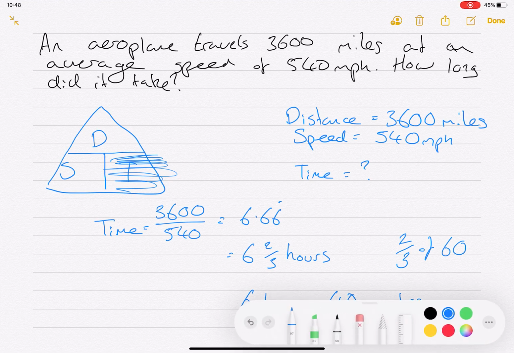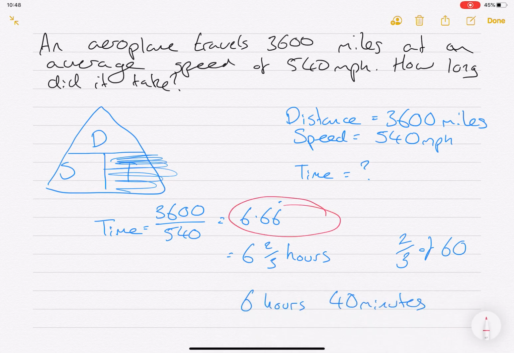If you are to leave your answer as a decimal like this or as a mixed number, you will not get all the marks. You need to make sure you convert them into minutes where appropriate.